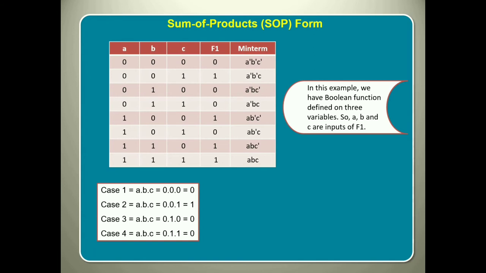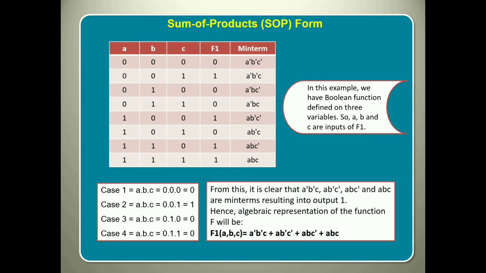0, and so on. From this, it is clear that A complement B complement C, A B complement C complement, A B C complement, and A B C are minterms resulting in output 1. Hence, the algebraic representation of the function f will be as shown on the screen.